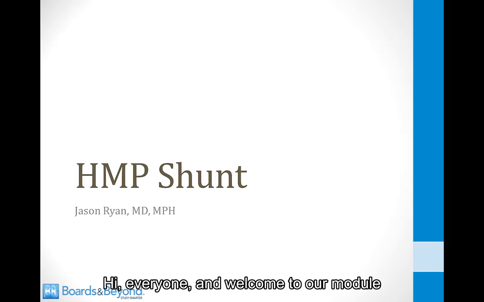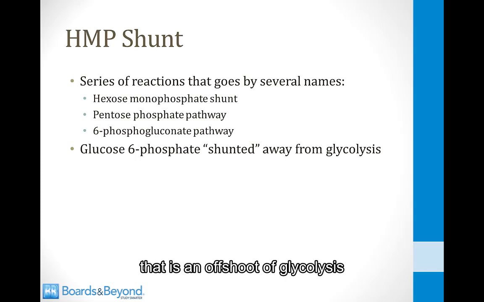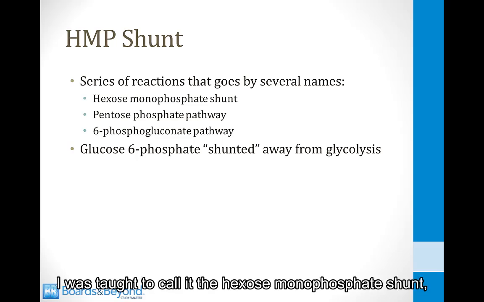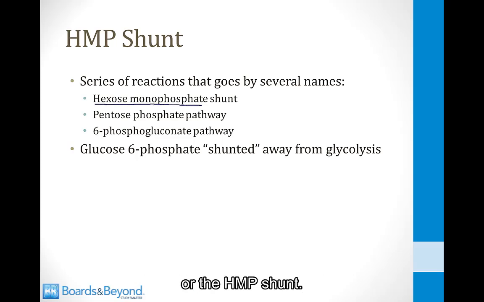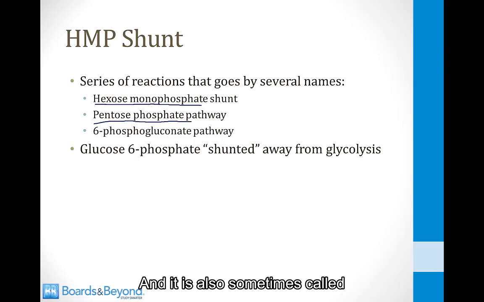Hi everyone, and welcome to our module on the HMP Shunt. The HMP Shunt is a series of reactions that is an offshoot of glycolysis, and it goes by several different names. I was taught to call it the hexose monophosphate shunt or the HMP Shunt. Some books will call it the pentose phosphate pathway, and it is also sometimes called the 6-phosphogluconate pathway.